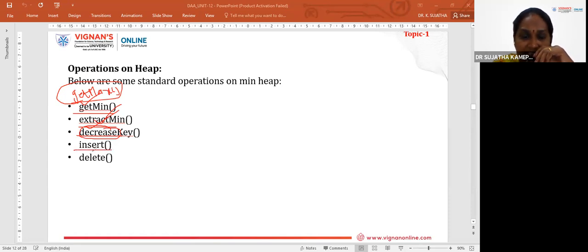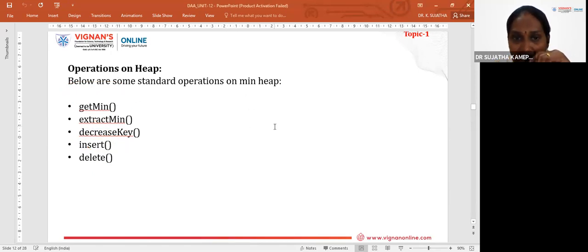Next, insert. It inserts the new key values into the tree. The insert operation inserts the key at the end of the tree. After that, it is checked for heapifying. Next, delete the key. Deleting a key which is present in my heap tree is called the delete operation. So all these are the standard operations that can be performed on heap data structure.